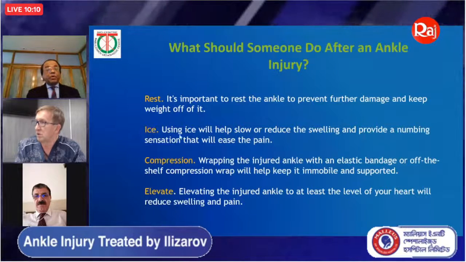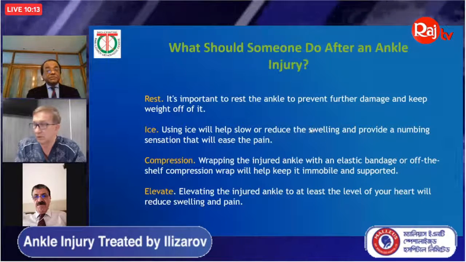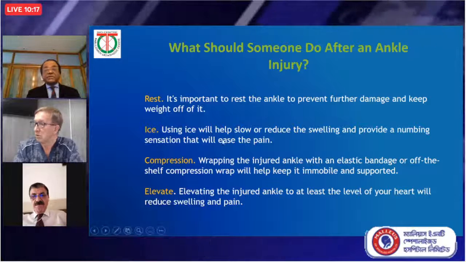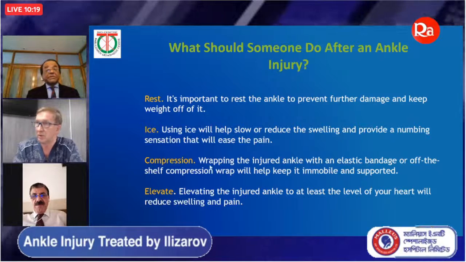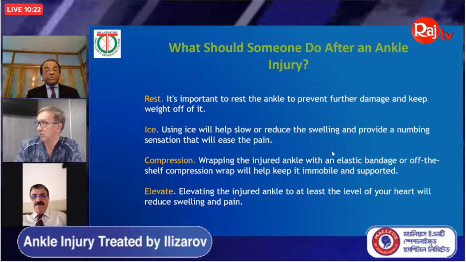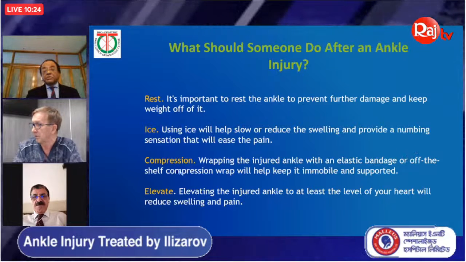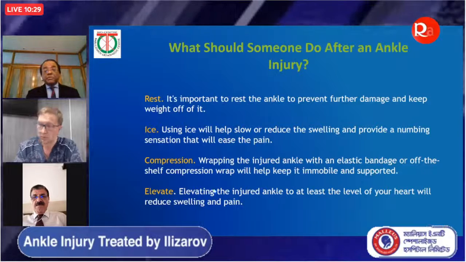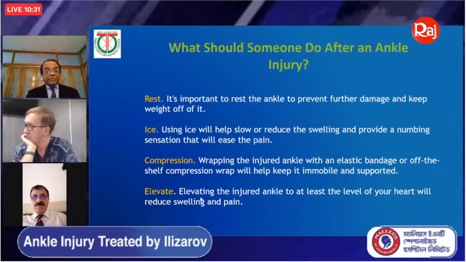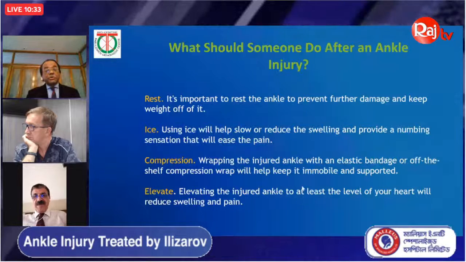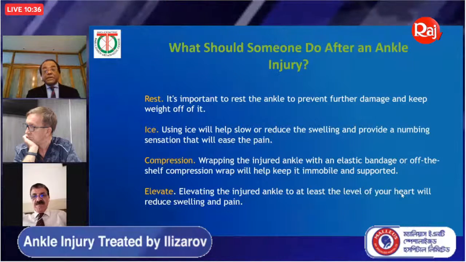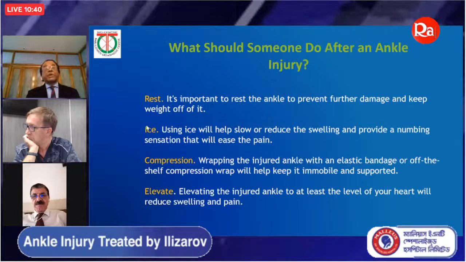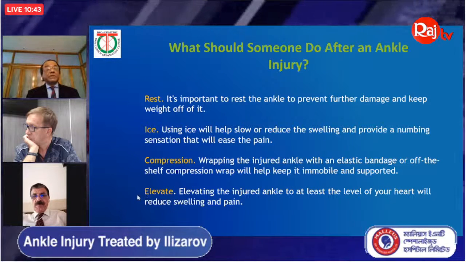Ice, using ice will help slow or reduce the swelling and provide a numbing sensation that will ease the pain. And of course, the compression, wrapping the injured ankle with an elastic bandage or off-the-shelf compression wrap will help keep it immobilized and supported. And you should have to elevate your limb. Elevating the injured ankle to at least the level of your heart will reduce swelling and the pain. So these are the important things that you should keep in your mind.